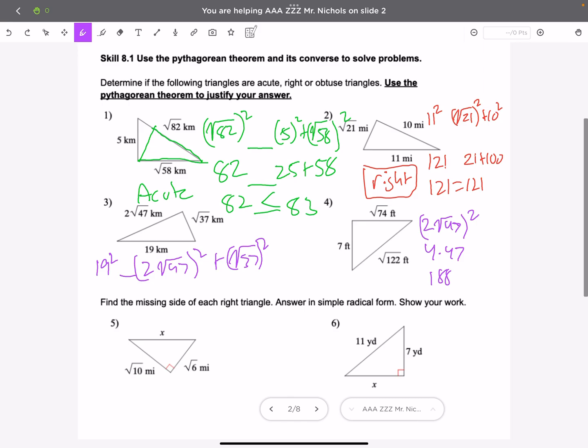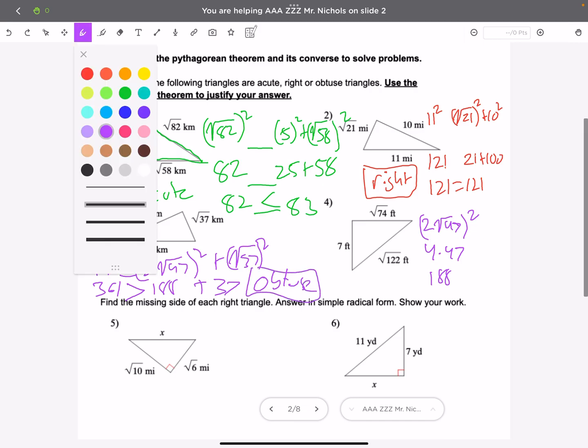Let me make sure that's right with my calculator. 188. I'm pretty sure that's right. That's what my answer key says. Yeah, 4 times 47 equals 188. And so this is 188 plus 37, and then compared to 19 squared, which is 361. So if we add these up, we can see that 361 is clearly bigger. And so that means that this is obtuse.